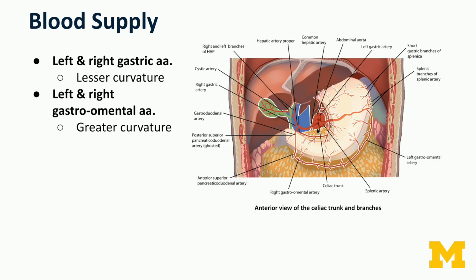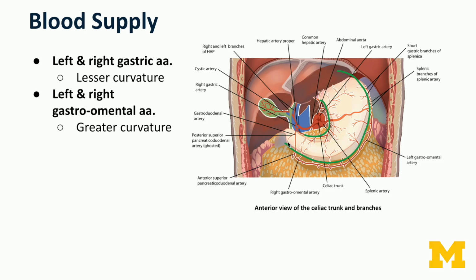Now the blood supply to the stomach. It gets to be kind of complex, so let's look at this from a 10,000-foot view. Let's look at the greater curvature and the lesser curvature of the stomach. The greater curvature is bigger, the lesser curvature is smaller.